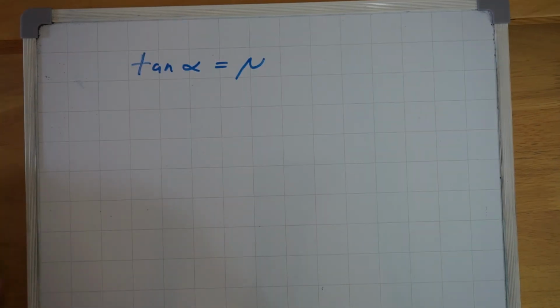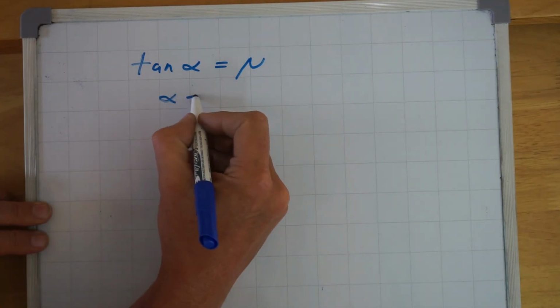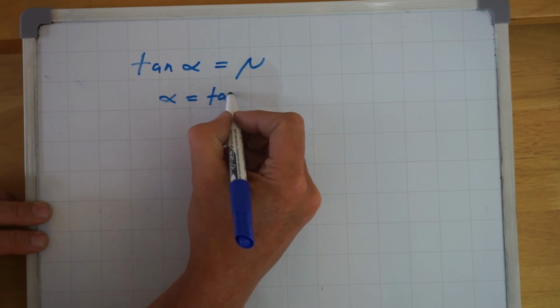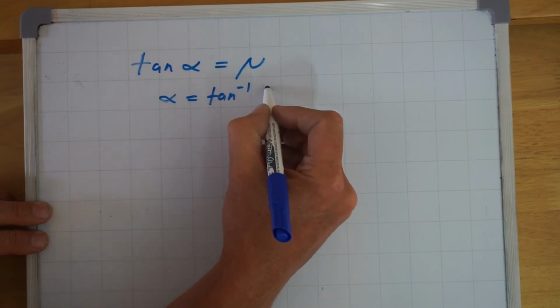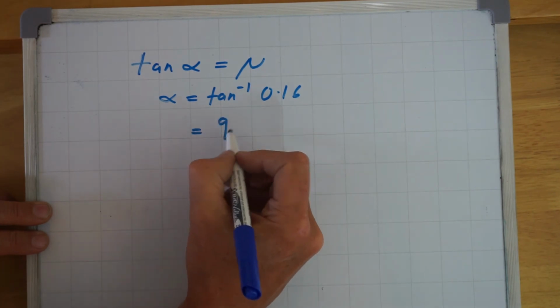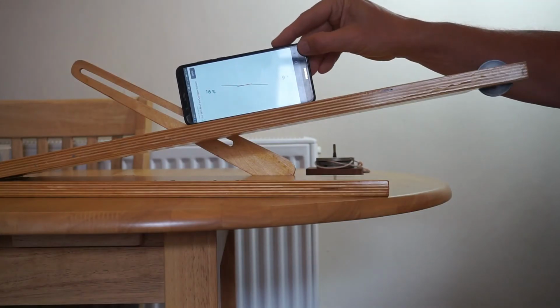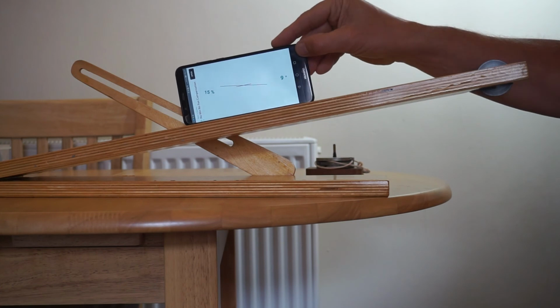The angle of friction tells us that when the block is on the point of sliding, tan alpha, where alpha is the angle between the slope and the horizontal, will be equal to mu. So in this case, our angle alpha will be equal to the inverse tan of 0.16, which gives us a value of 9 degrees. I've now set the slope at 9 degrees to the horizontal.